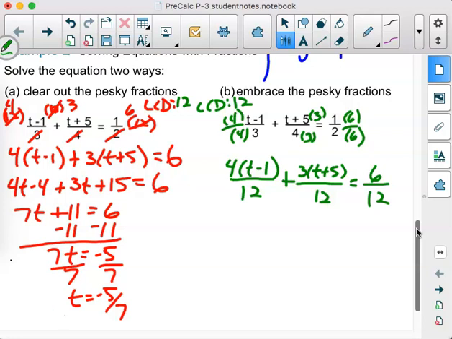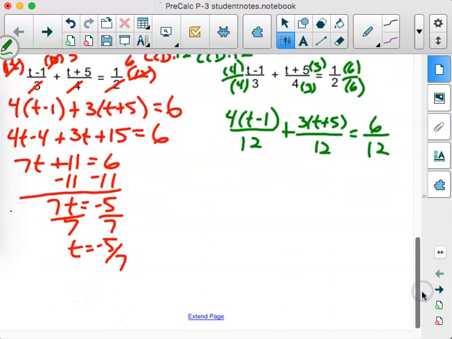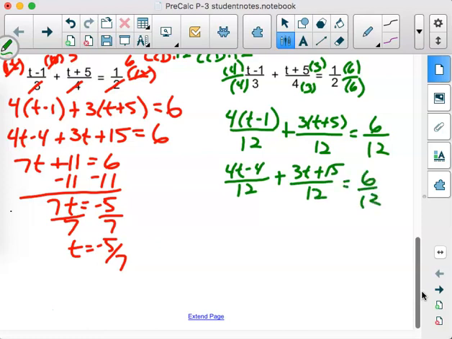Well, the goal is, again, to get it to be a proportion so I can cross multiply. But to do that, I've got to put these two together. The two on the left need to go together. So 4t minus 4 over 12 plus 3t plus 15 over 12 equals 6 over 12. Put them together. 4t plus 3t is 7t. Negative 4 plus 15. Whew. Finally, I have my proportion.